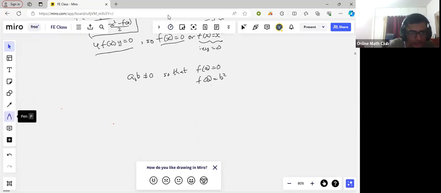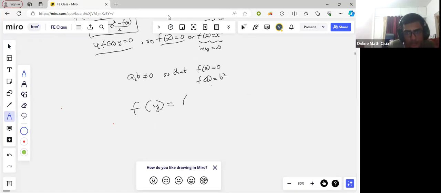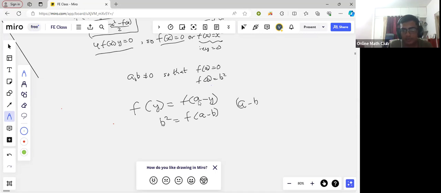And what we'll get, if we have such a scenario, is that f of y is equal to f of x square minus y. It's actually x that was put as a, and now we want to get in b. So let's just put y equal to b. We get b square is equal to f of a minus b. And this is not going to be the case, right? Because b square is not 0. So we must have a minus b square is equal to b square.